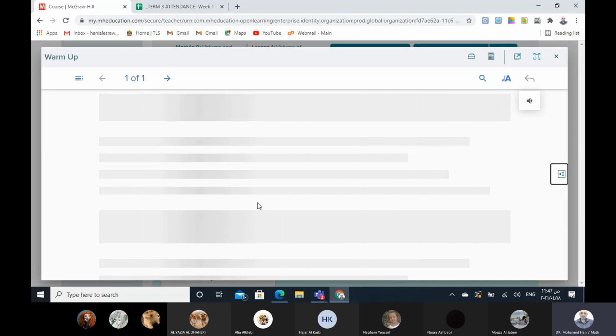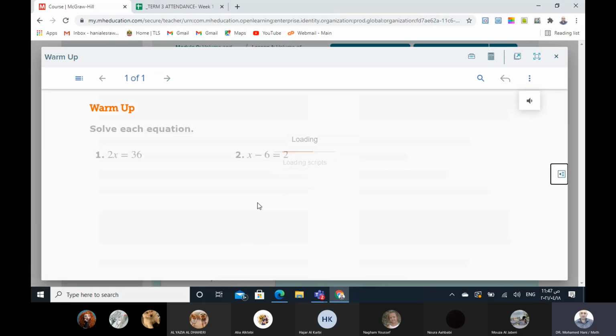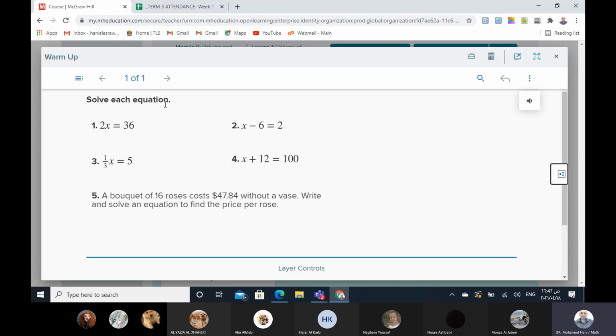I want from all of you to prepare your notebook. We have some exercises. Solve each equation. I want from all to try to solve the first equation, please. 2x equals 36. Then tell me what is your answer. Sir, is the answer 18? What is your name? I'm Nagam. Thank you, Nagam. Great. Right.